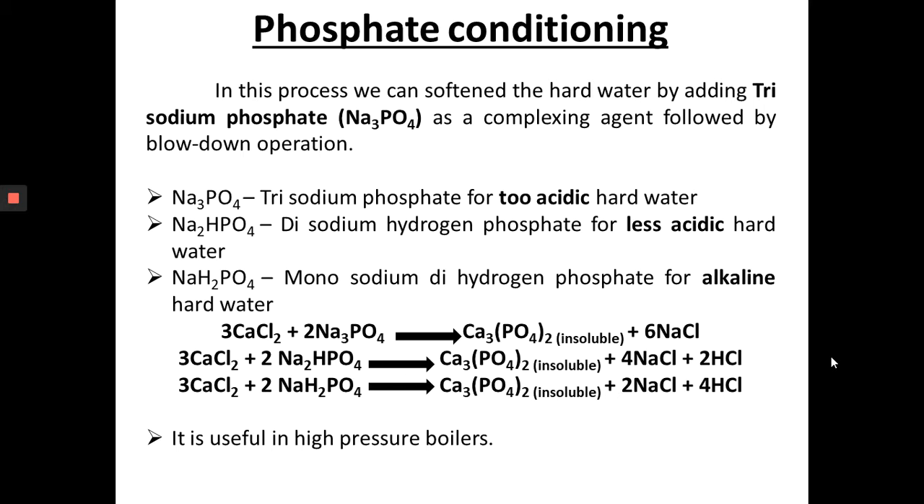When these components react with sodium dihydrogen phosphate, only the side products will be different. So the insoluble calcium phosphate can be settled at the bottom of the vessel. You can easily separate it by filtration after this process is over. And this process is very much useful in high pressure boilers.